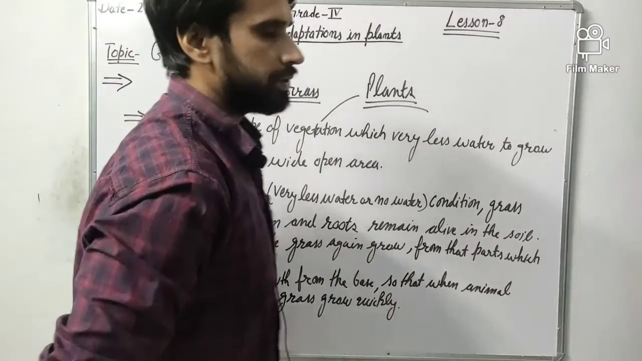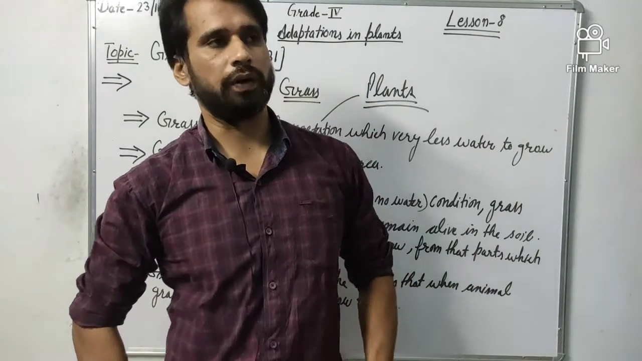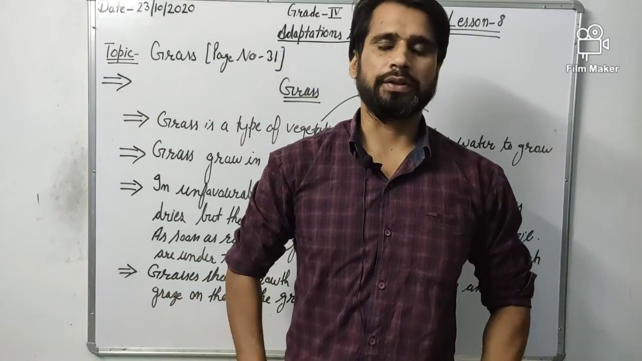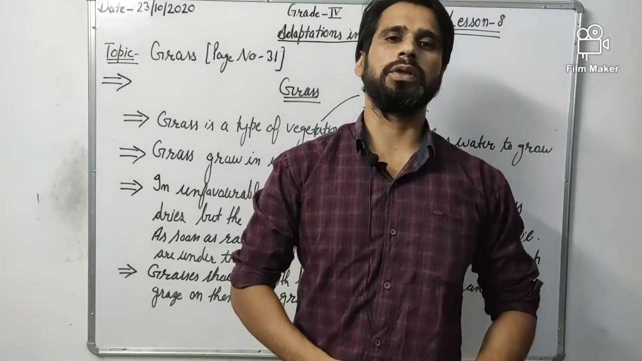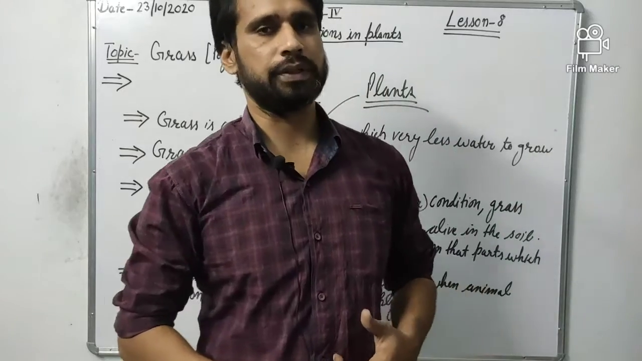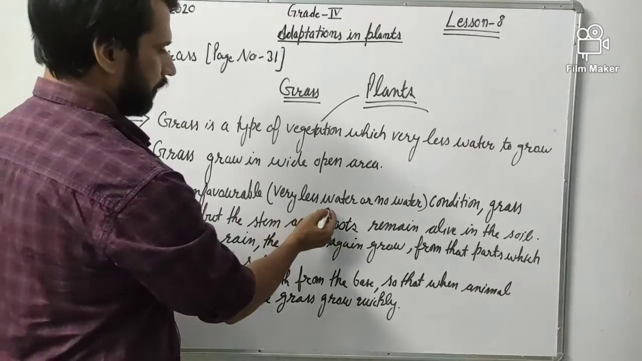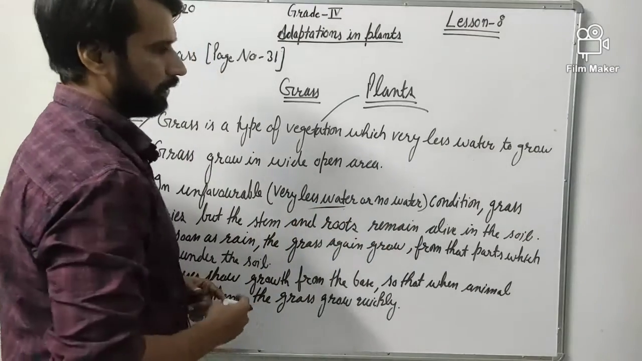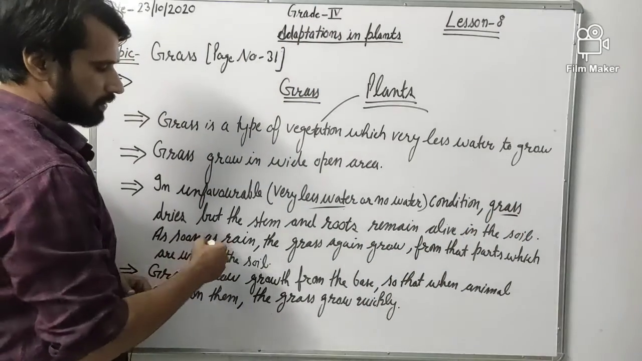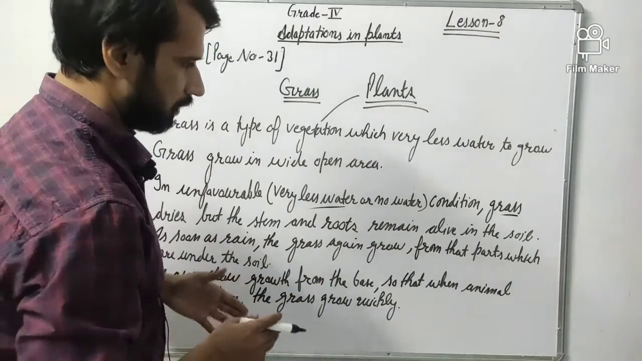So what is grass? Grass is that type of vegetation, that type of plant, which requires very less water, and it grows in wide open areas. They do not need any particular area or care to grow. This is the second adaptation. Third one is in unfavorable condition, which means very less water or no water. In that condition the upper portion of grass dries up, but the stem and root do not die. They remain alive in the soil.